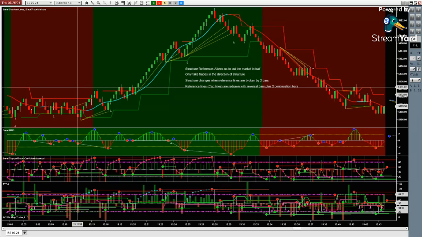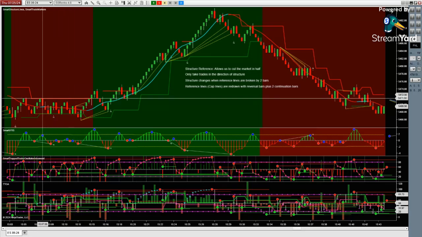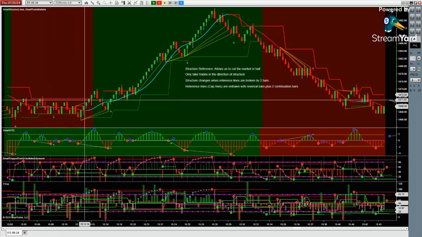And then they came out with this cool indicator that actually painted the background green and painted the background red to indicate which direction you should be trading. It helped me a lot. It cut the market in half and allowed me to get a level of focus. I'll explain how it works, okay? The tool is drawing these structure reference lines. I'll explain that in a second.